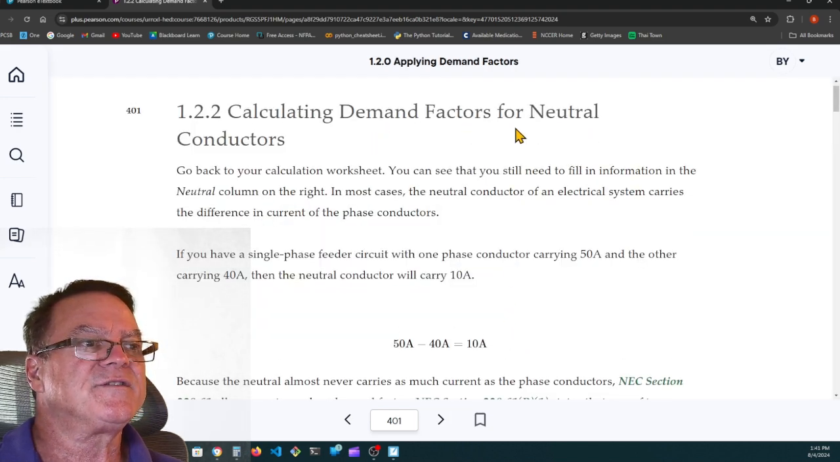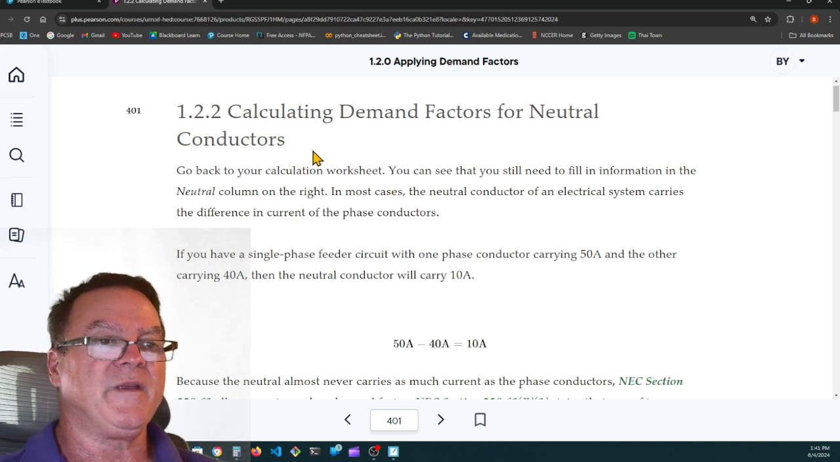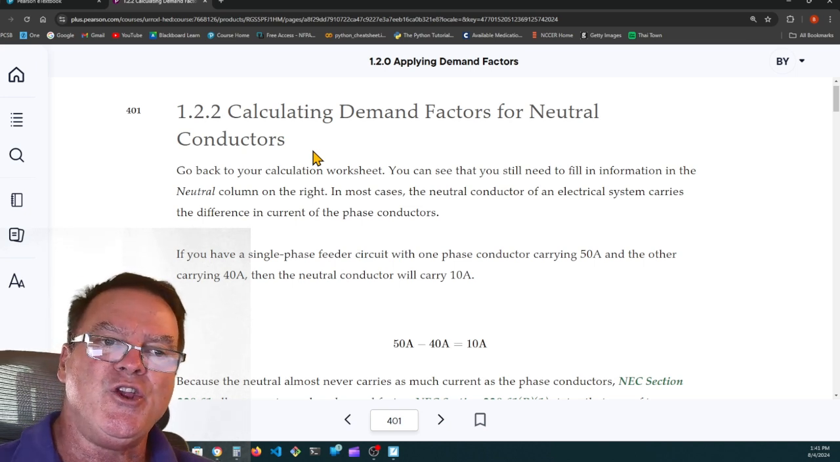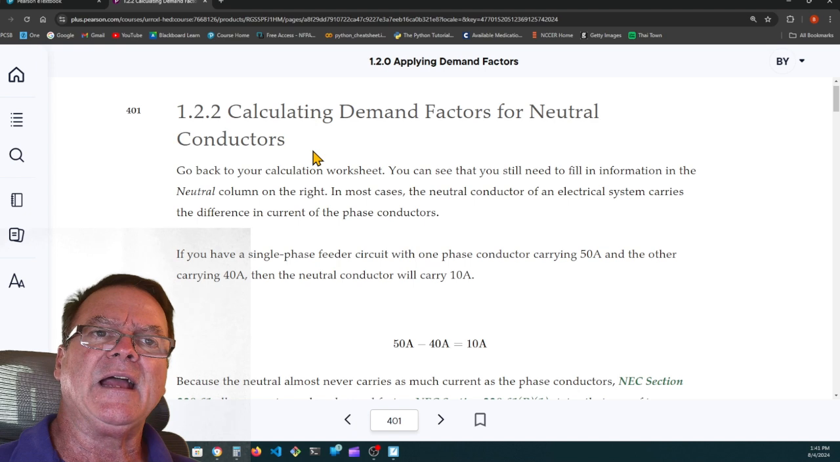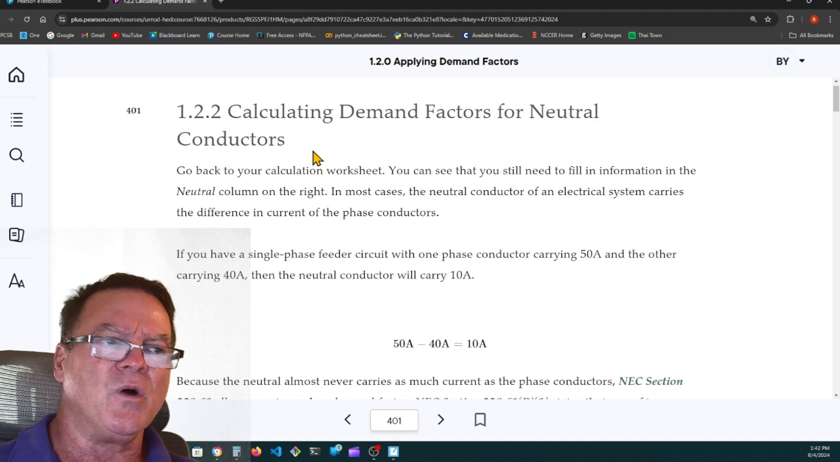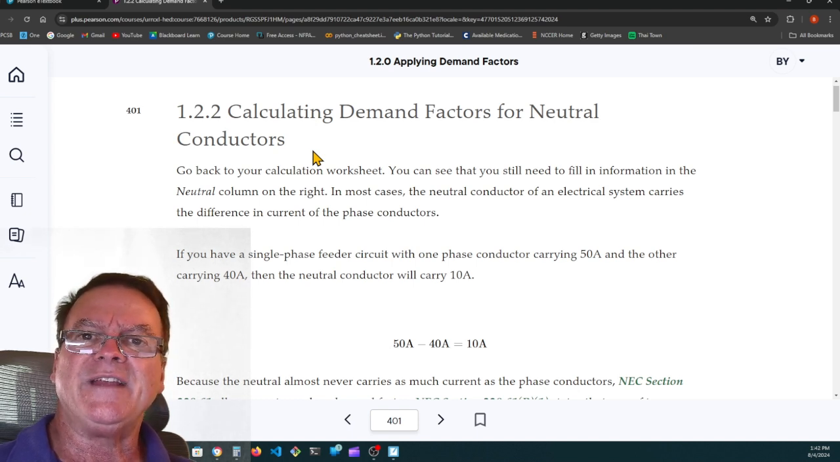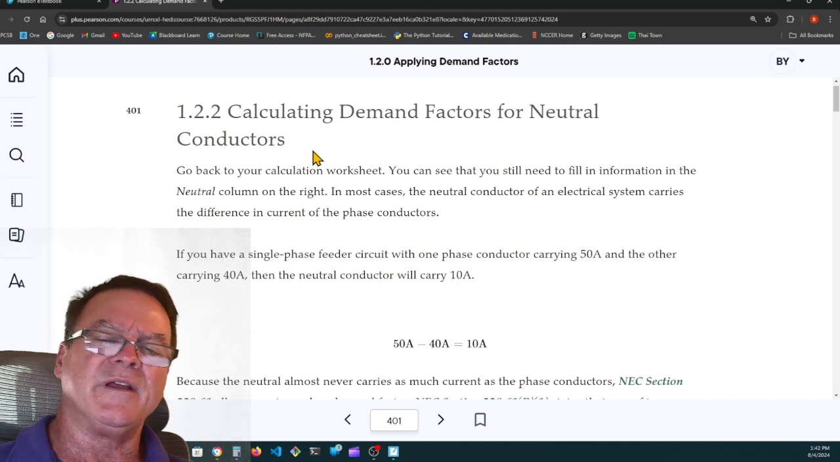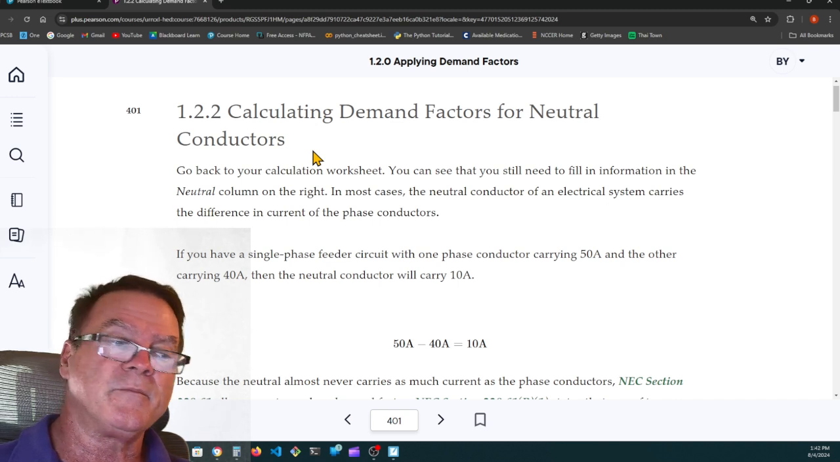Calculating demand factors for the neutral conductor. So your neutral, anything over 200 amps, you're allowed to derate to 70% on that neutral. So if there was a load of 250 amps, anything over 200 amps, you could derate it to 70% in order to calculate the neutral.